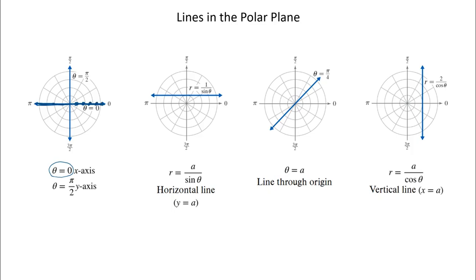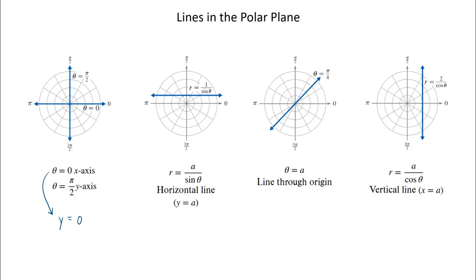This would be all the points with a positive r along theta equals 0. And then also these points. These points would be points that have negative r's that also lie along the line where theta equals 0. So the equation theta equals 0 is just a horizontal line along the x-axis. And theta equals 0 corresponds to y equals 0 in the rectangular plane.